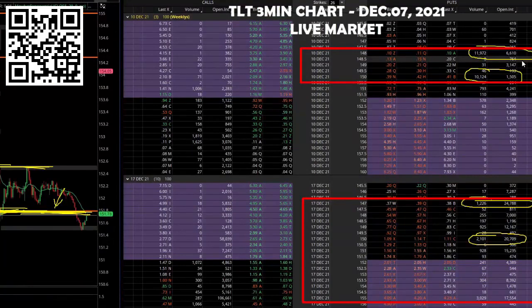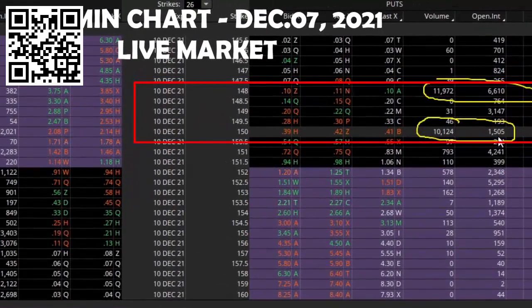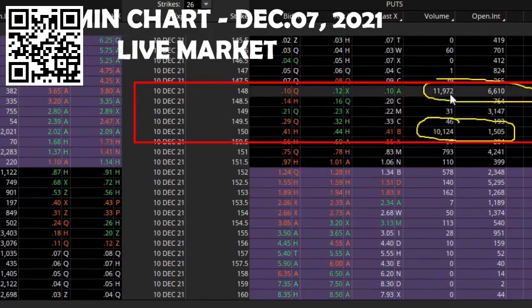Another thing, when you see opening volume, it's when the volume is bigger than the open interest. You see that the open interest on the puts 150 is 1,500 contracts, 1.5k contracts. You saw right now 10,000 contracts volume. So they are opening those contracts, no doubt about it. The next one, we have almost 12,000 contracts on the put side, puts 148, and the open interest is just 6,000 contracts. So for sure, they are opening contracts there.